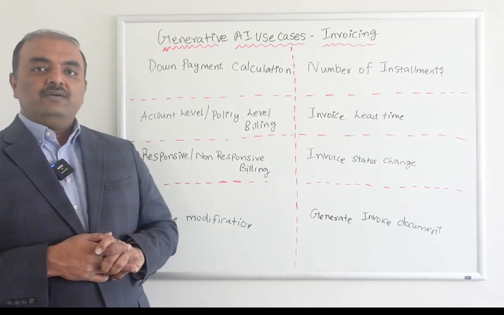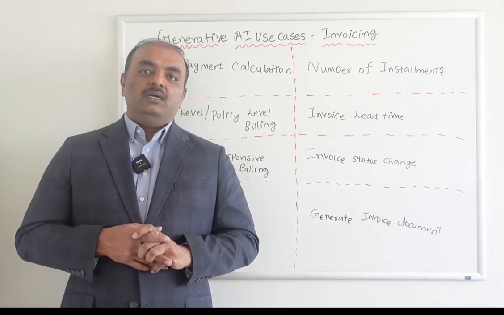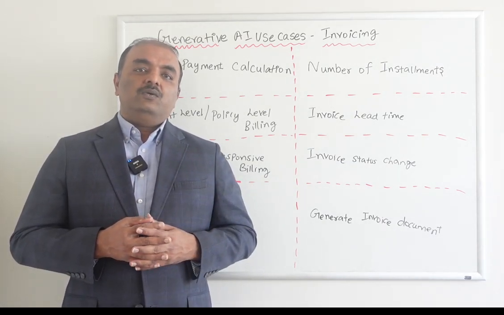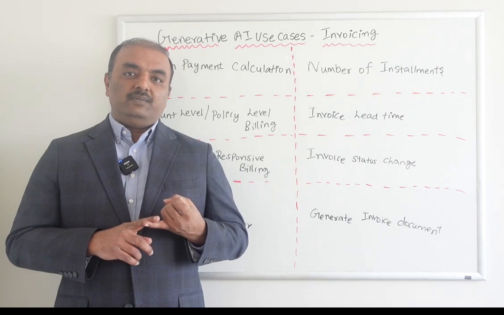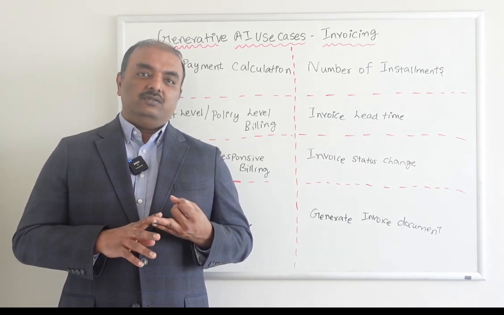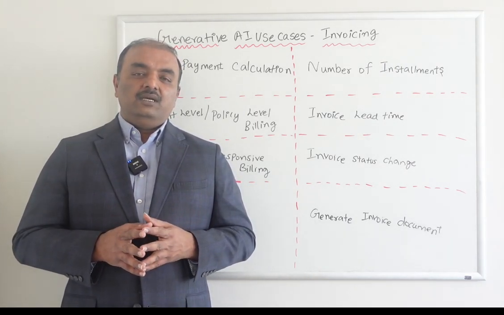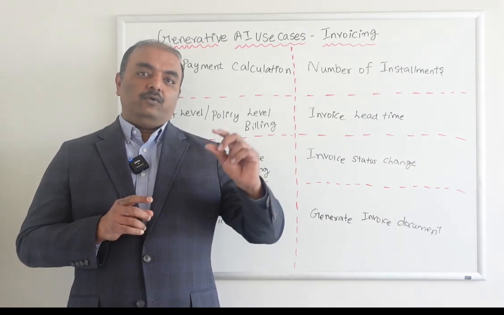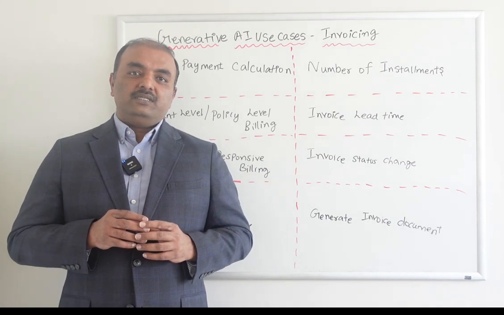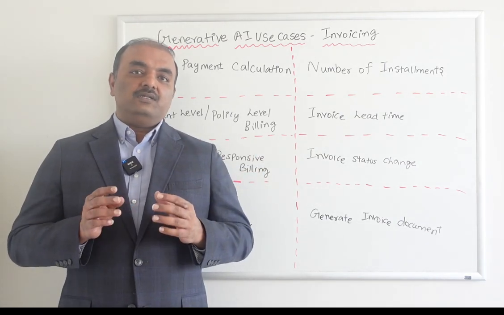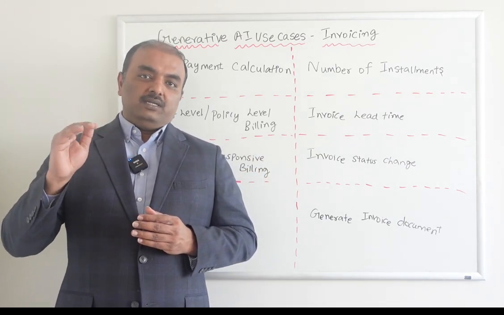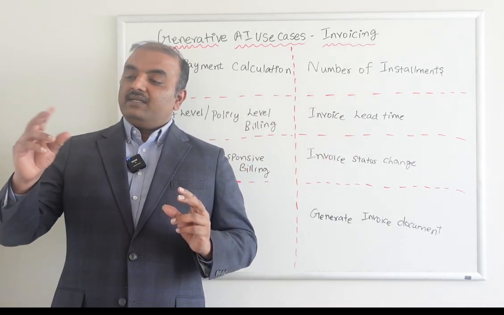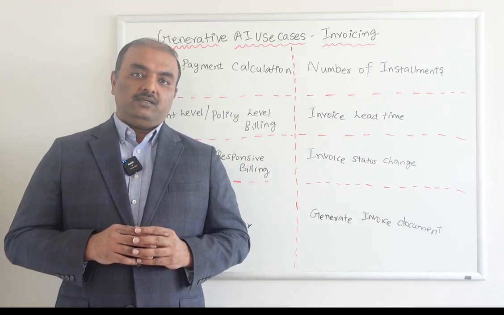Account level and policy level billing. For those who are new to this, account level billing is when a company has policies like workers' compensation and commercial auto with the same insurance company, and we send them only one invoice for both. Whereas with policy level billing, it will be at the policy level, so they will receive one invoice for workers' comp and another invoice for commercial auto.